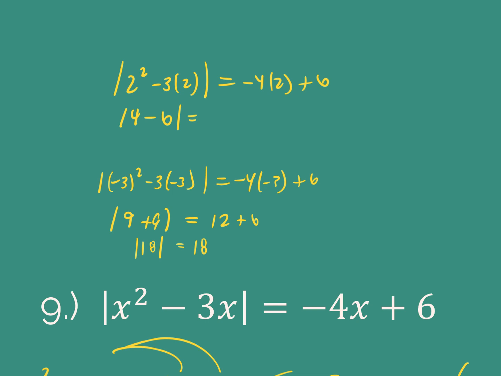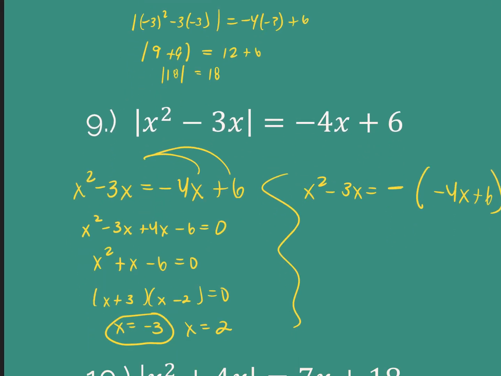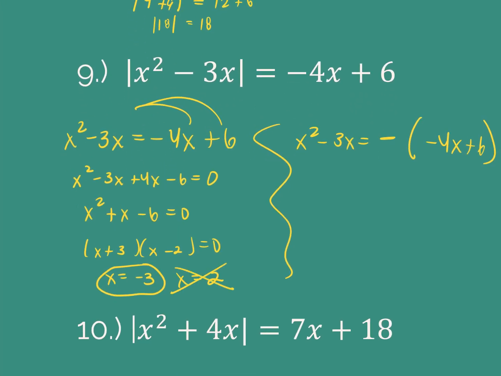And then over here, what's negative 4 times 2? Negative 8 plus 6. What's 4 minus 6? Negative 2. What's negative 8 plus 6? Negative 2. Is that a true statement? No. The absolute value of negative 2 does not equal negative 2. So does this one work? No. That's what I want you guys to see.